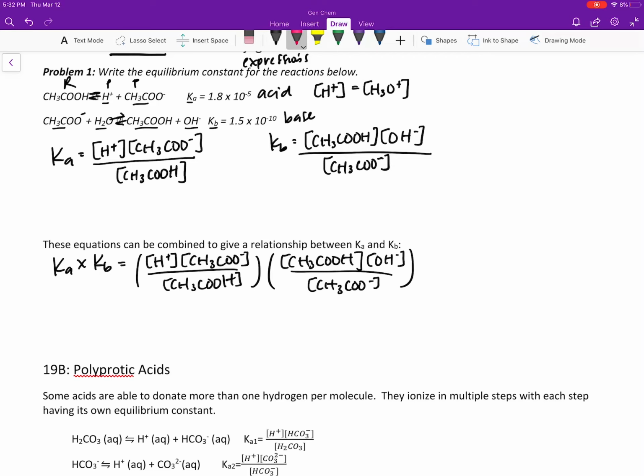and so I've written everything out, and now I'm simply going to cross out what's on the top and bottom that's the same, and what that's going to leave me with is Ka times Kb is equal to these 2.